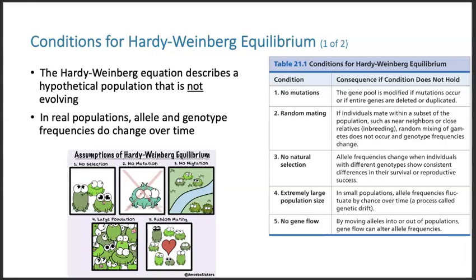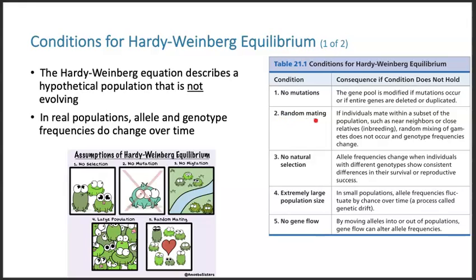So the first one is no mutation. If you have no mutation, that means that the gene pool is not going to be modified at all. If that condition doesn't hold, if we do have mutations, then the gene pool is going to be modified. And if mutations occur, it is possible that entire genes could be removed, entire genes could be duplicated. We went through all of that in part 1. So the condition for no evolution is no mutation. If we violate that condition, then we're going to end up having some change in allele frequency.